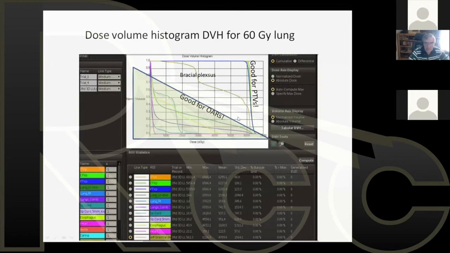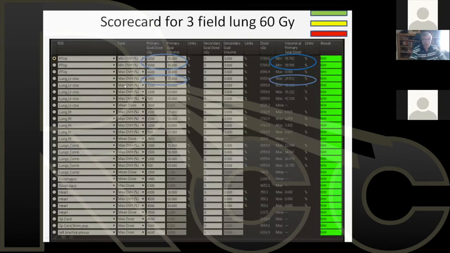that that was acceptable. The planning system that we use is a Philips Pinnacle planning system, and it has the ability to give very detailed statistics called a scorecard for how we're doing, how we evaluate the plan. Now, look, I've put circles around several of the important ones. Here's the PTV for the primary.